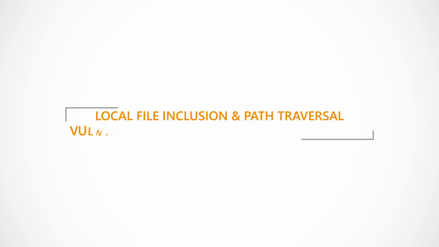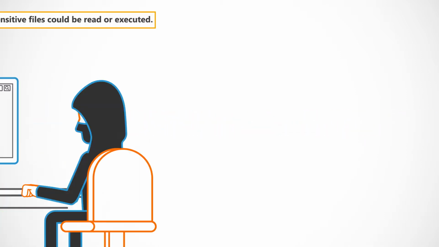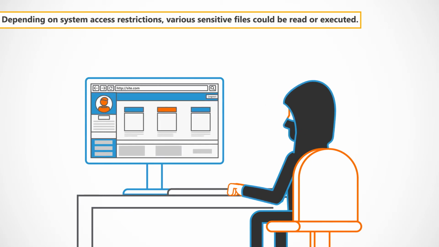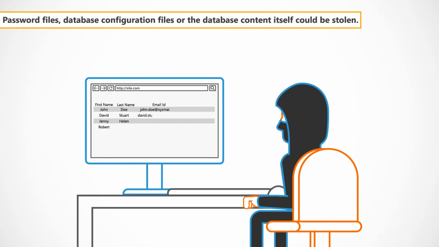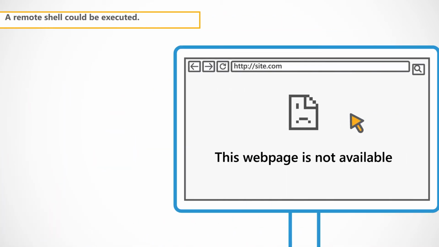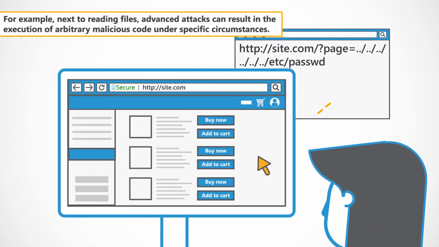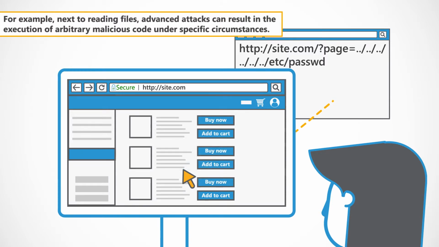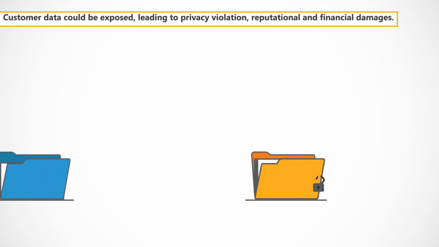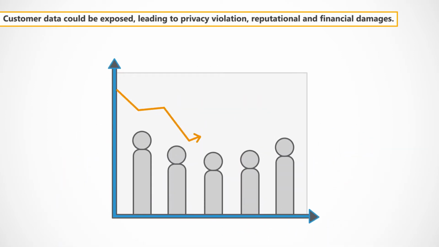Local file inclusion and path traversal vulnerabilities can have significant impacts. Depending on system access restrictions, various sensitive files could be read or executed. Password files, database configuration files, or the database content itself could be stolen. A remote shell could be executed. For example, next to reading files, advanced attacks can result in the execution of arbitrary malicious code under specific circumstances. Customer data could be exposed, leading to privacy violation, reputational and financial damages.